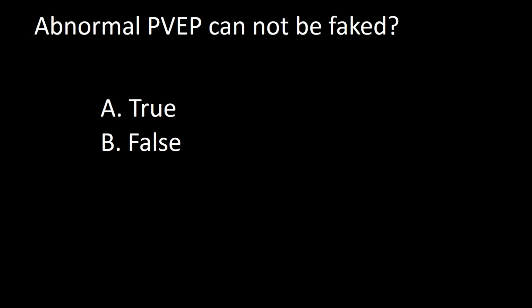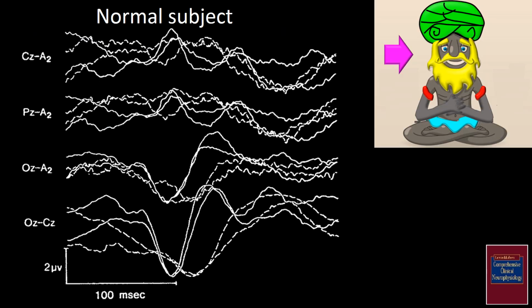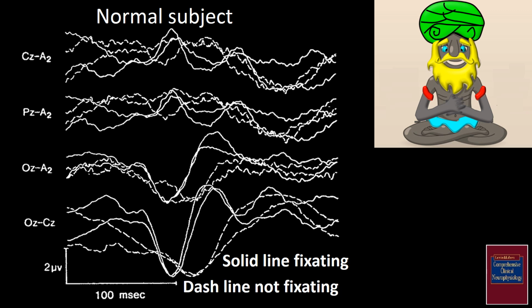Next question. Abnormal pattern reversal visual evoked potentials cannot be fake. A, true. B, false. A normal subject looking and focusing on the board has a normal visual evoked potential. The normal visual evoked potential corresponds in this frame to the solid lines. The same normal subject looking at the board but not focusing on it will produce an abnormal visual evoked potential. This is represented in this frame by the dashed lines.